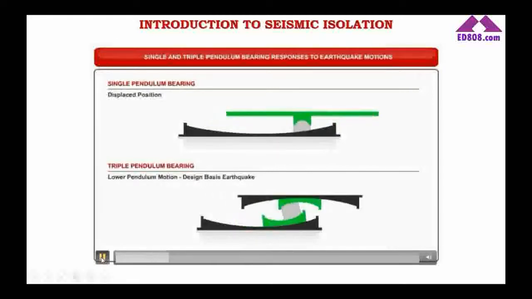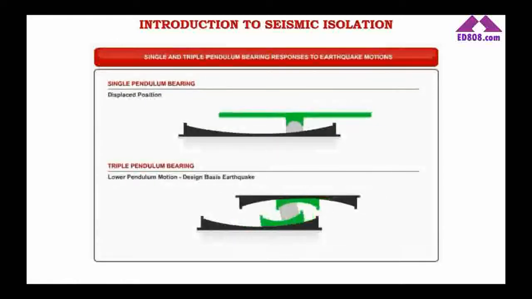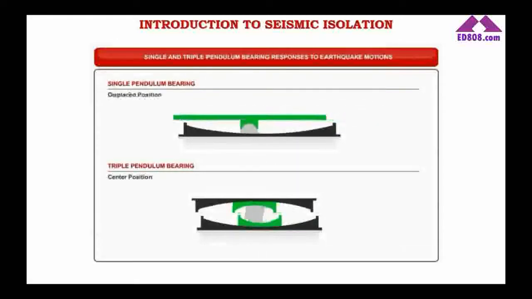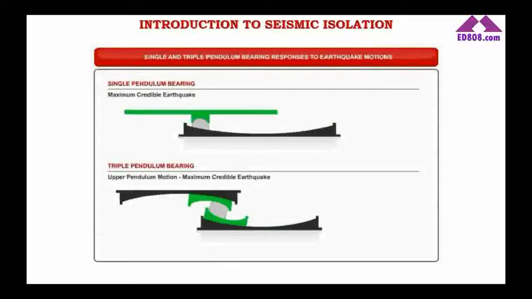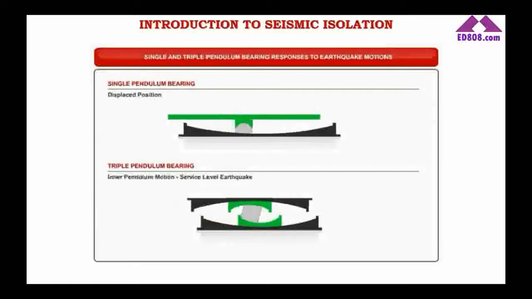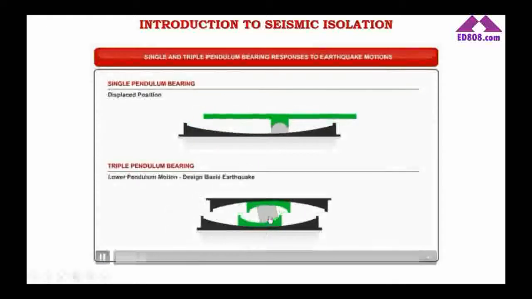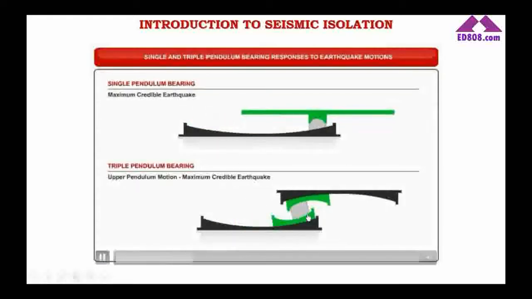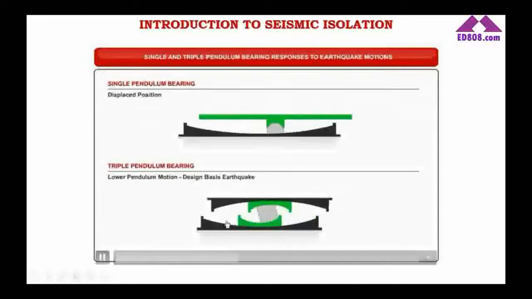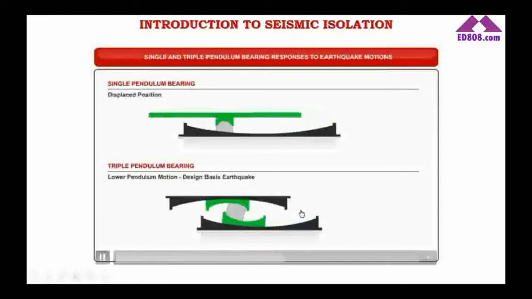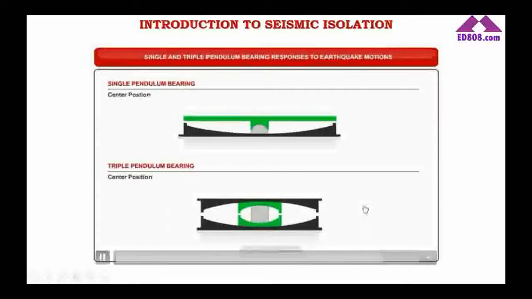On top, you will see the friction isolator moving on one articulated surface, one concave surface. On the double part, you will see that the first motion, I'm repeating it, the first motion starts in the inner part with low friction, while the second and third movement starts on the upper plate.